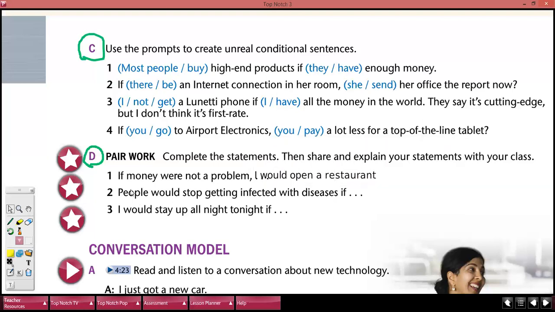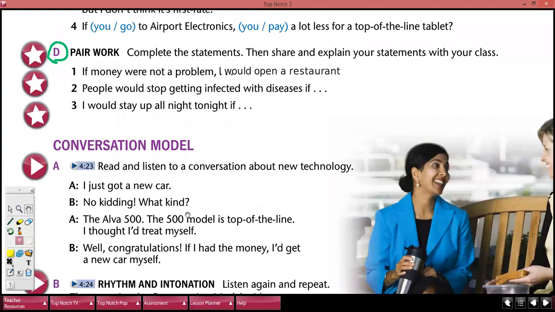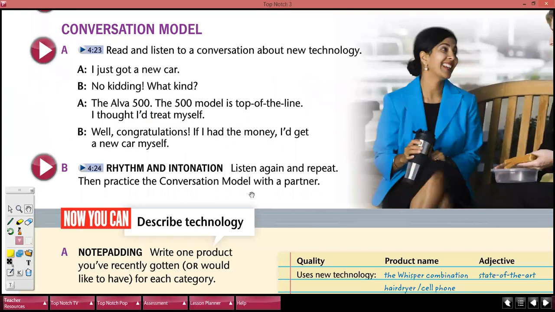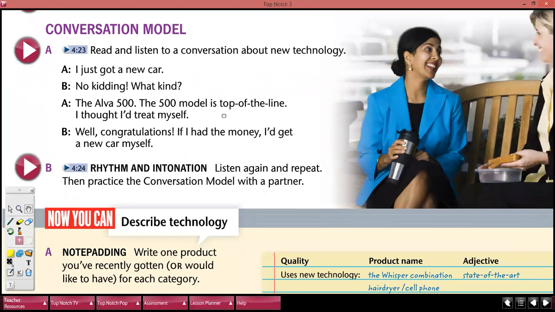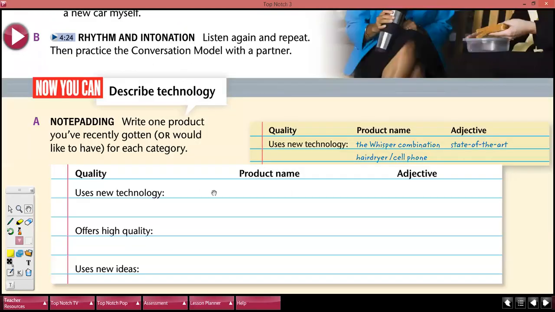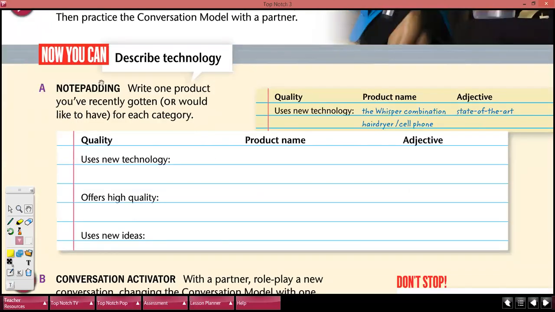What would you do? People will stop getting infected with disease if, oh, look, this is very, how to say, very modern, very ad hoc, maybe. All right, guys, please answer or get some ideas for that. You don't have to write it in here, but you just think about it. We have a conversation in here. They talk about cars. It's not that important. We can skip it.